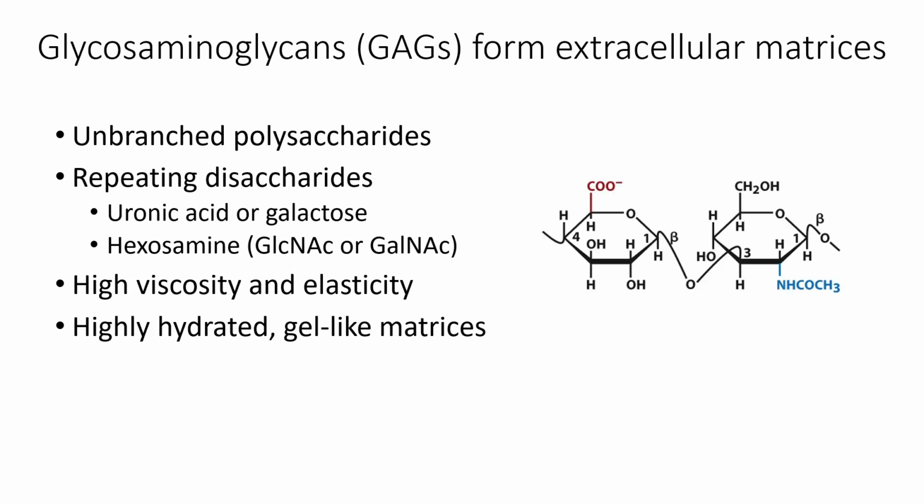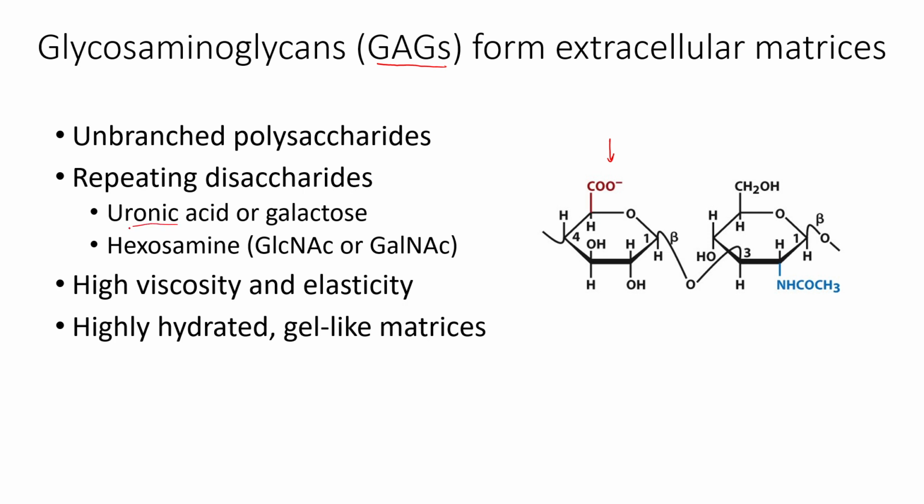So now let's switch gears a little bit and we'll talk about another class of polysaccharides called glycosaminoglycans, or GAGs. GAGs are frequently found in extracellular matrices. So what are GAGs? They are unbranched polysaccharides, so they're entirely linear, and they are composed of repeating disaccharide units. The first sugar in that disaccharide is always a uronic acid or a galactose.